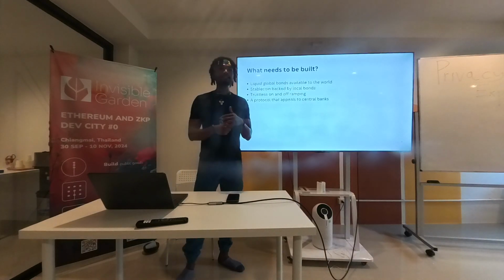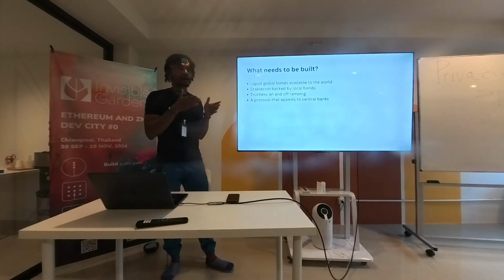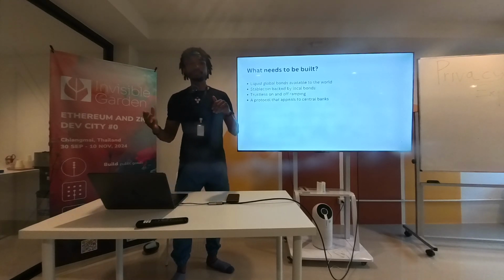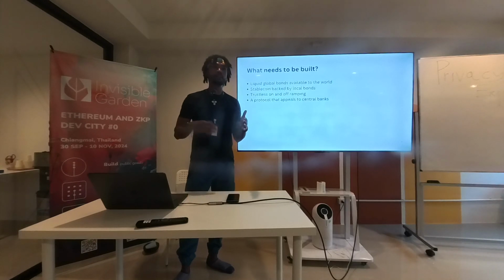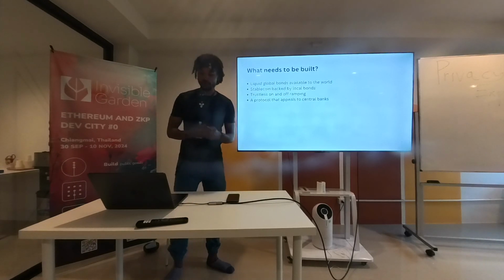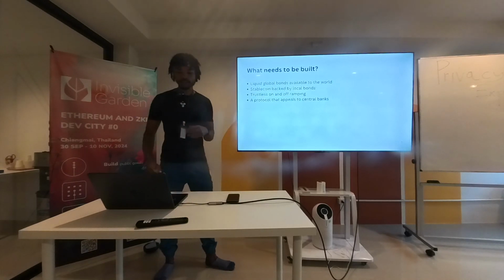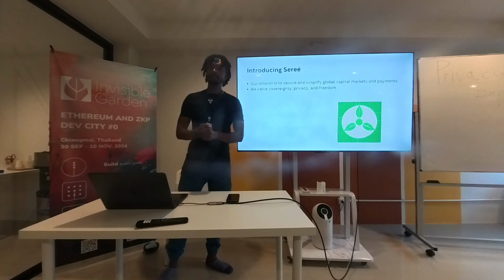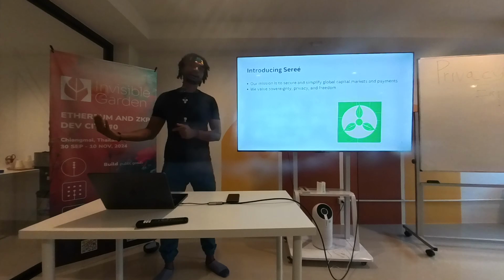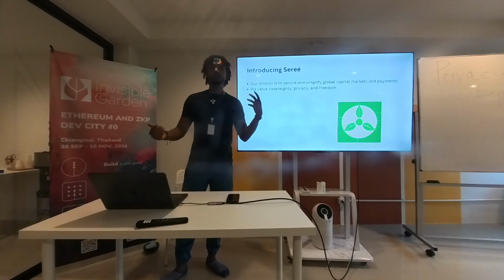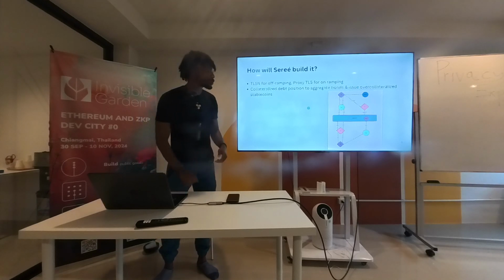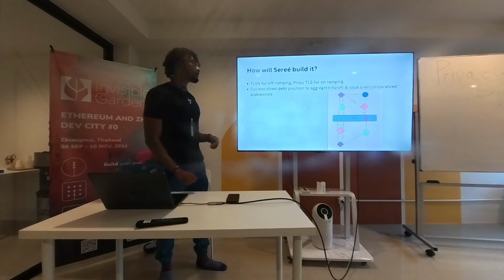So we need liquid local bonds to actually be used for the governments to actually issue, or at least indirectly issue, these stable coins. And then also trustless on and off ramping. So that's what we're building with Saray, is simply local bond-backed stable coins along with a secure way to on and off ramp. So just a quick diagram of how we're building it.